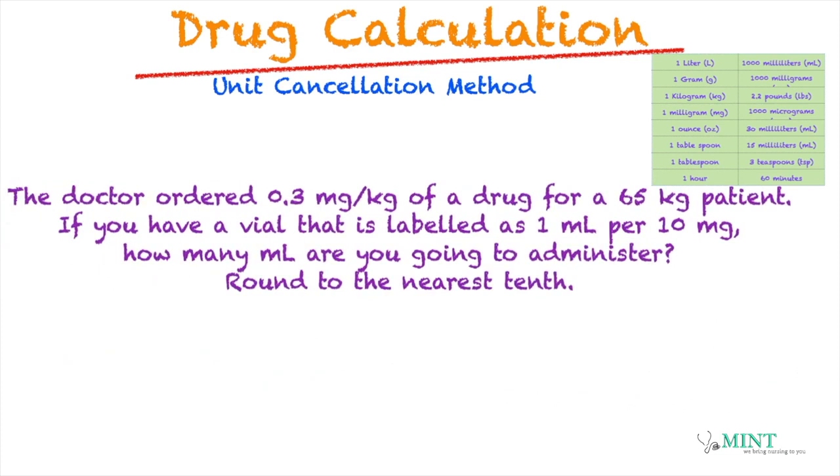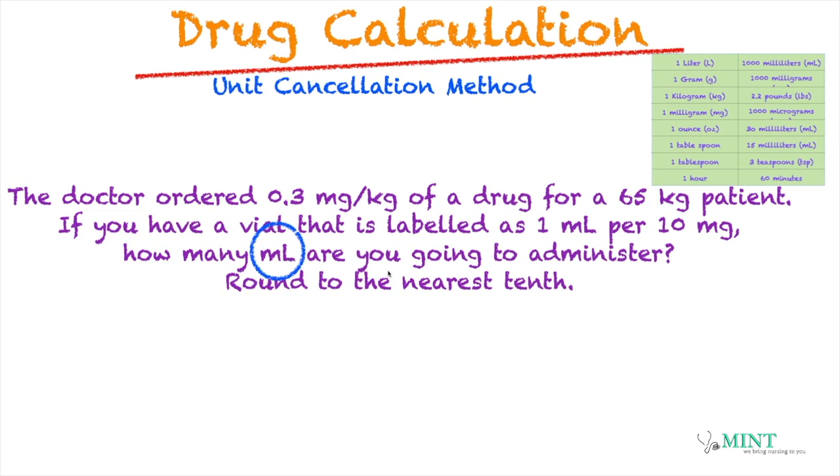The doctor ordered 0.3 milligram per kilogram of a drug for a 65 kilogram patient. If you have a vial that is labeled as 1 ml per 10 milligrams, how many ml are you going to administer? Round to the nearest tenth. So the very first thing that we're going to do is look for what the problem is looking for. It is looking for ml. Now, I know this problem has a lot of numbers. Don't let it confuse you. Let's just remember that the way we're going to write down what is given in the problem is we're going to situate our numbers so that we're able to cancel out units until we are left with the unit the problem is looking for. And in this case, it's going to be ml.